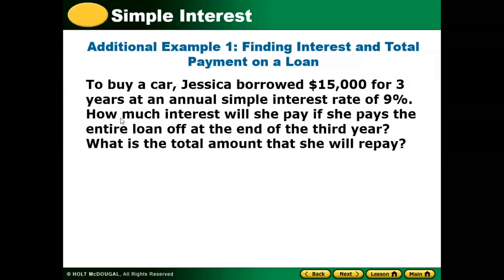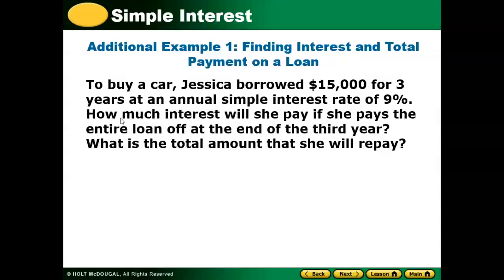So, example 1, we're going to find the interest and the total payment of a loan. To buy a car, Jessica borrowed $15,000 for 3 years at an annual simple interest rate of 9%. How much interest will she pay if she pays the entire loan off at the end of the 3rd year? What is the total amount that she will repay?